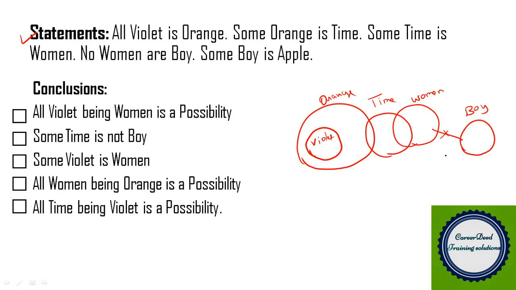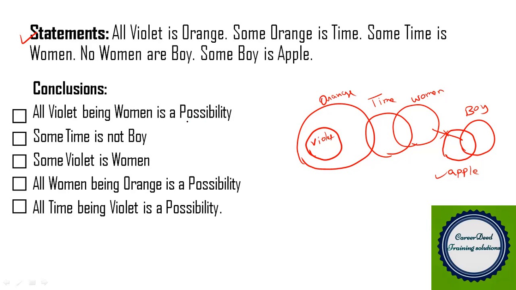And some boy are apple. We don't know whether there is a relationship between apple and women, or apple and time, or apple and orange, something like that. We don't know any relationship between apple and the other variables. Now we have to find which conclusions are true and which are false. Now, all violet being women is a possibility. They said all violet inside women is a possibility.